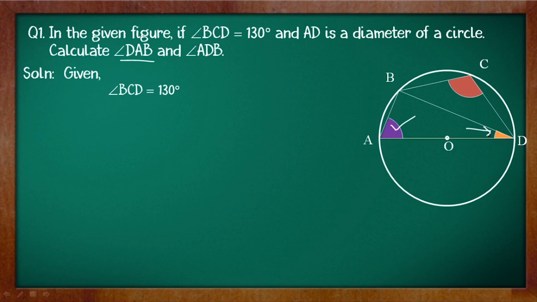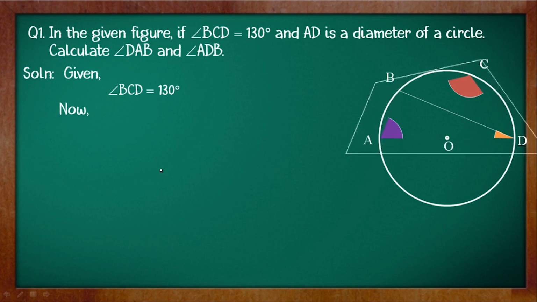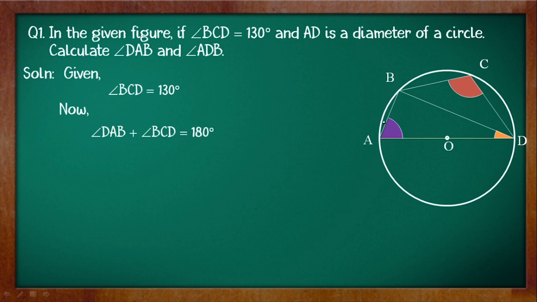Okay, not the whole angle, but the small part of the angle. Now what we will do is, the figure ABCD has four sides and this is a quadrilateral. Okay, and what kind of quadrilateral is that? This is a cyclic quadrilateral. And you can see that these two angles are opposite angles.